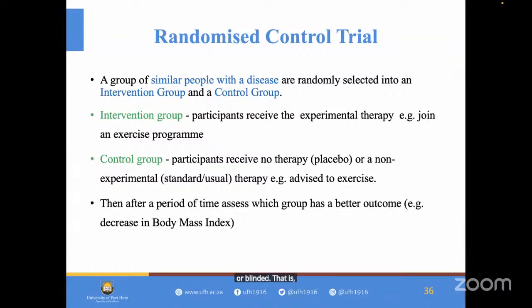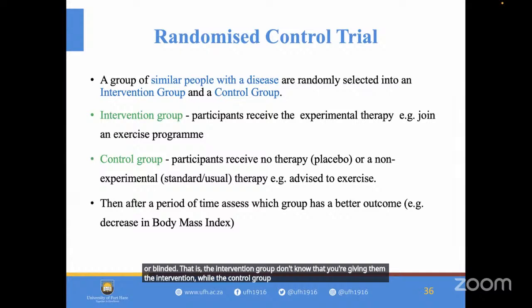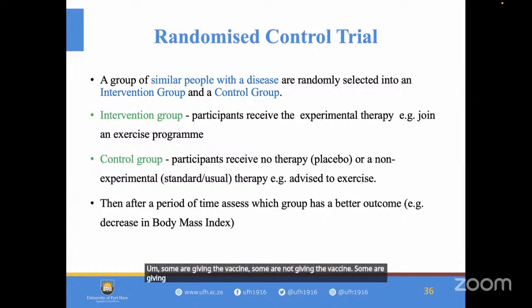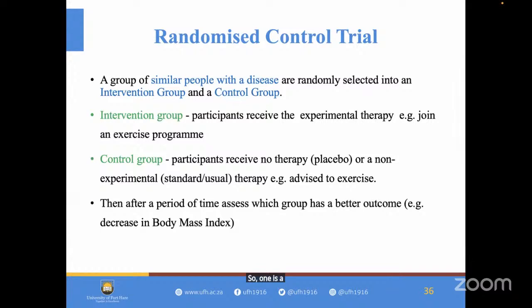That is, the intervention group don't know that you're giving them the intervention, while the control group don't even know that you're not giving them anything to intervene. For instance, in the case of COVID-19, some are given the vaccine, some are not given the vaccine. Both are given an injection, so one is a placebo, one is the actual vaccine, but none of them know which one is a placebo.